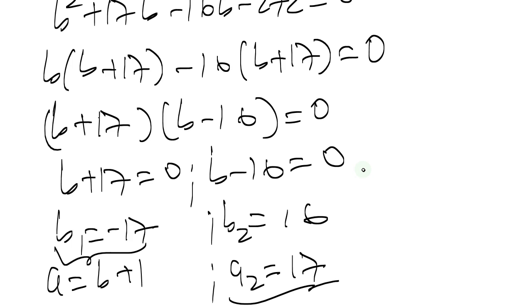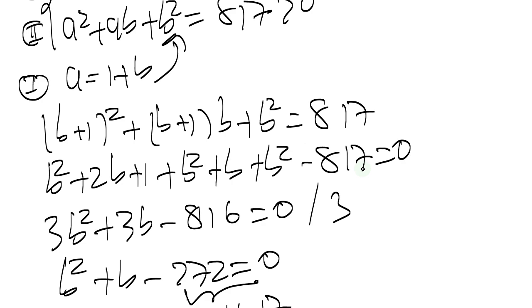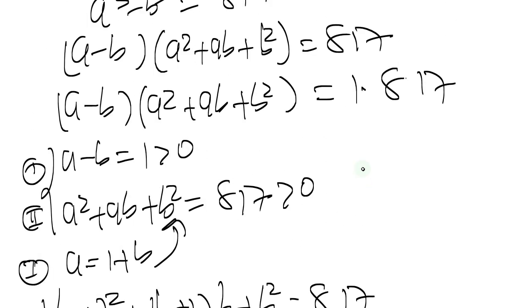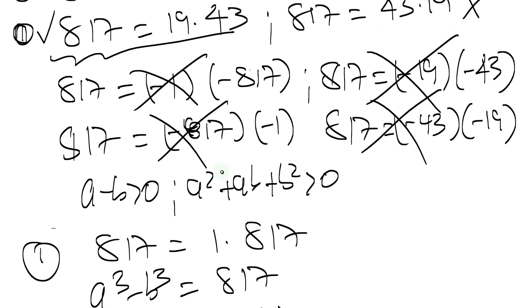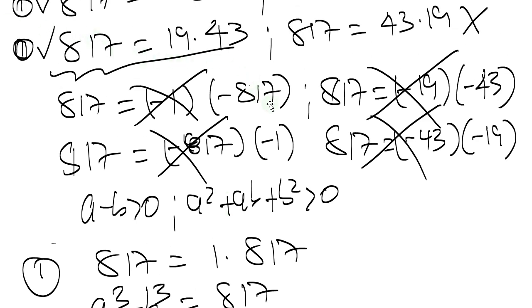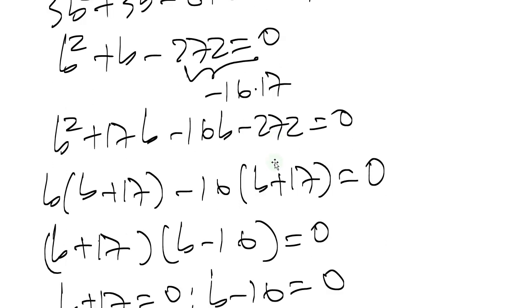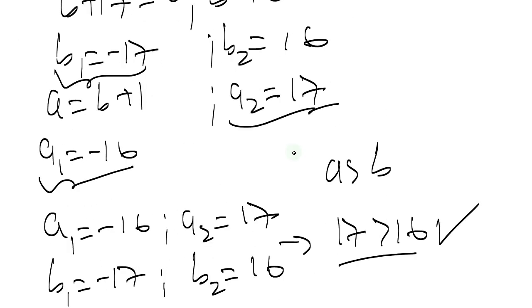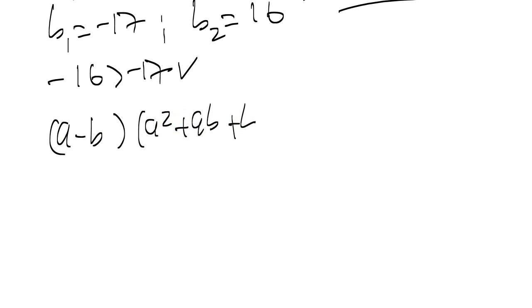So now let's check the other solution, guys. The other equation was this one here. Which one was it? Let me see, guys. The second one was, okay, 817 is 19 times 43. Okay, cool. So from here we have then that A cubed minus B cubed is A minus B times A squared plus AB plus B squared.